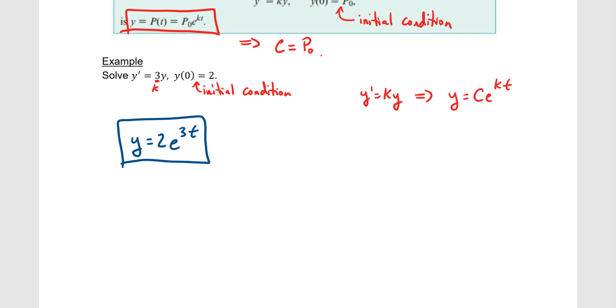So it's kind of like a little shortcut where you don't have to go through and actually plug in 0, plug in 2, and solve for c. You can just know that given that initial condition, your c value is that initial value. Okay, so that means if we took the derivative of this, it would equal 3 times itself.